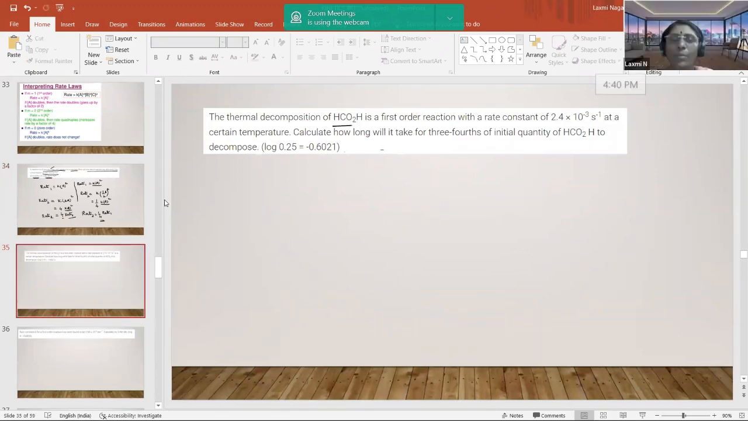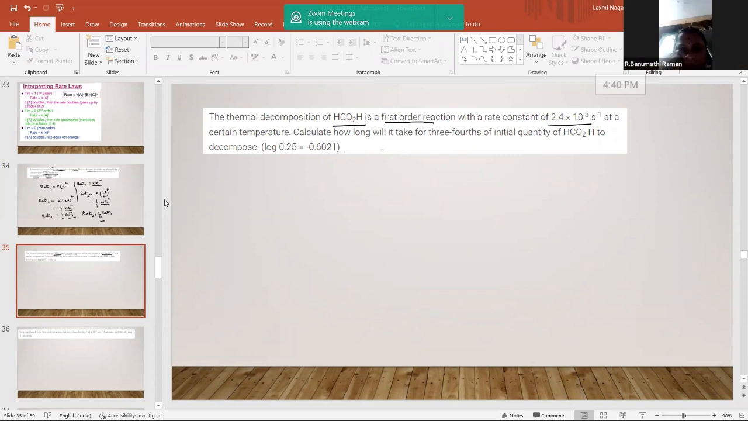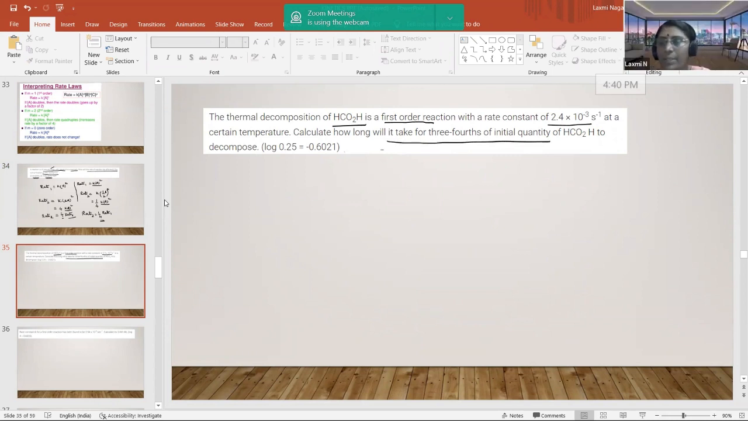The thermal decomposition of the given compound, methanoic acid, is a first order reaction with rate constant 2.4 × 10^-3 per second at a certain temperature. Calculate how long it will take for 3/4. I told you, children sometimes go wrong in this. How long will it take for 3/4 of the initial quantity to decompose?